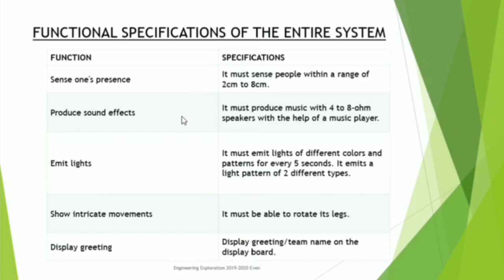The next function is to produce sound effects. It must produce a sound effect with the help of a music player. This music player will support a 4 to 8 ohm speaker. The next function is to emit light. It must emit light of different colors and patterns for 5 seconds, and the patterns are of 2 different types. Next is to show intricate movements. It must be able to rotate its legs. Next comes the display greeting. It must display a greeting or team name on the display board.